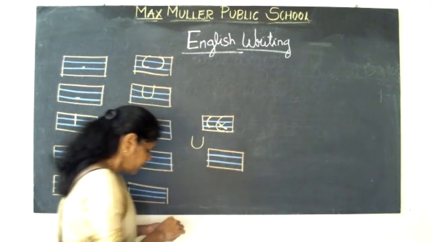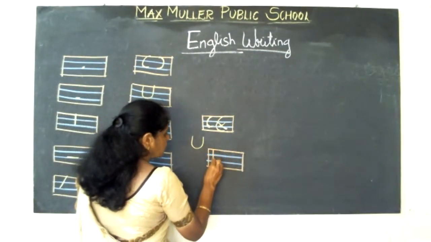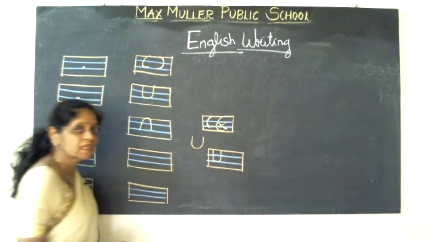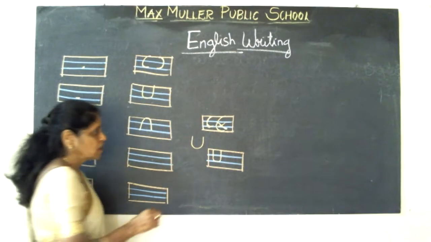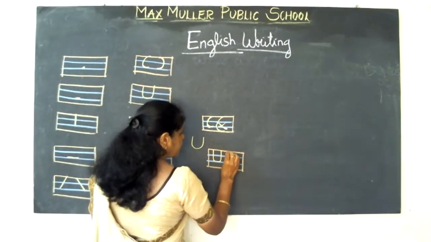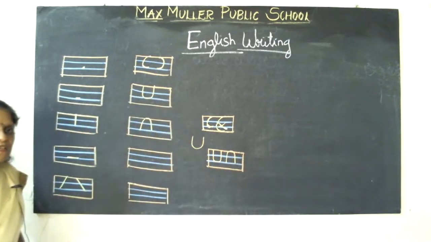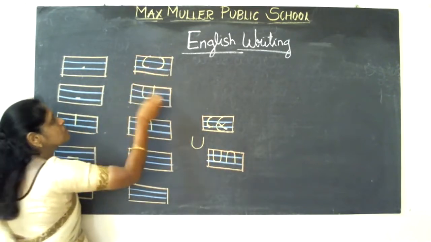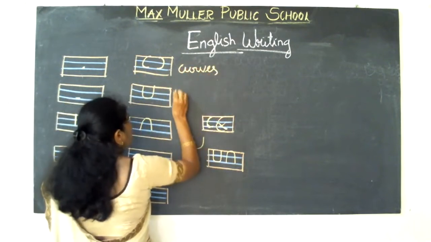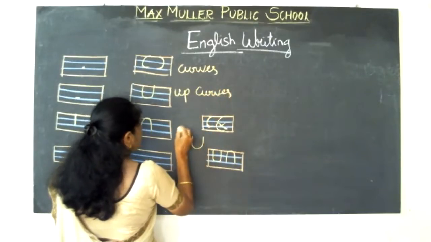So how do you write up curve? From the red line, you should go down, take a bend, come down, go up. That is up curve. How do you write down curve? From the blue line, second blue line, go up, take a bend, come like this. So that is called curves, up curves, down curves.